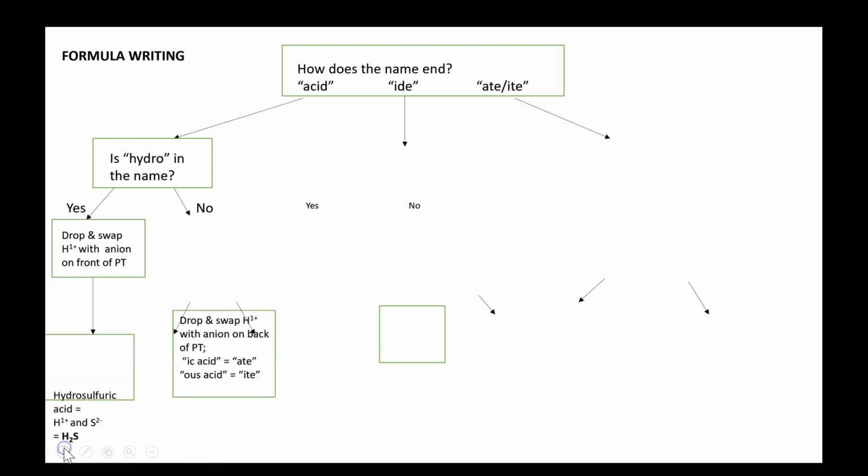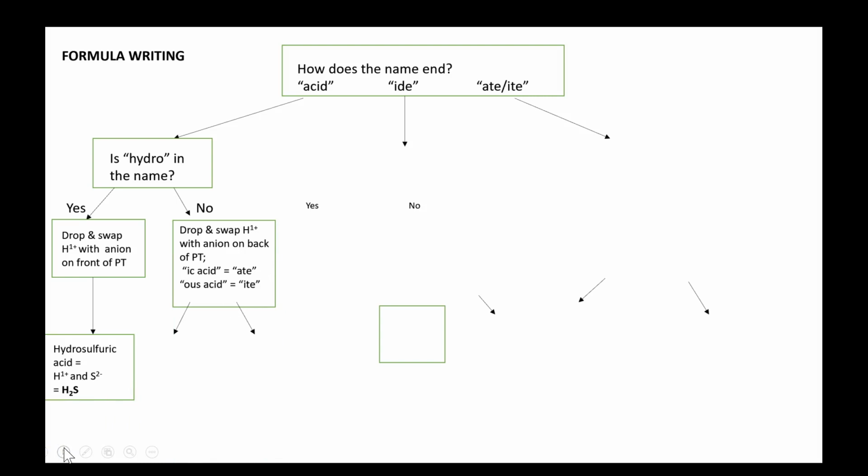So for example, if I gave you hydrosulfuric acid, you would take H 1 plus, you would look on the front of the periodic table for sulfur, which is -2, drop and swap, and you get H2S. If it doesn't have the word hydro, something like chloric acid, you're still going to drop and swap H 1 plus because that's what acid means. But this time you're going to use something on the back of the periodic table.